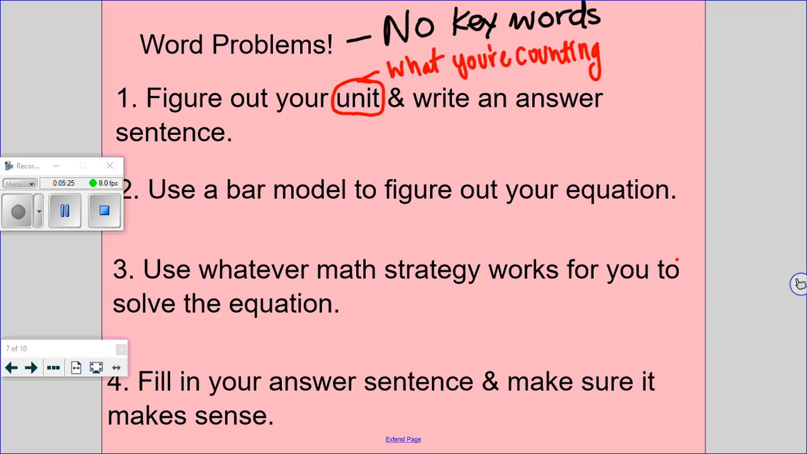So if I'm counting puppies, and I had 3 groups of 2 puppies, but somehow my answer was 100, would that make sense in that problem? No. Probably not. So you need to make sure that once you have solved the problem, you go back and fill in that answer sentence and make sure that that makes sense.